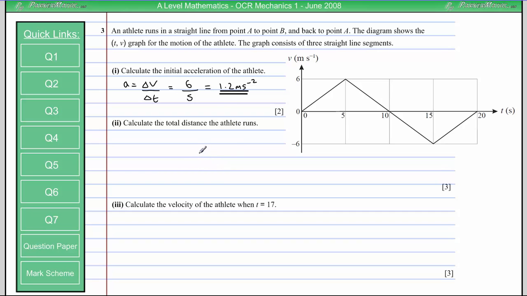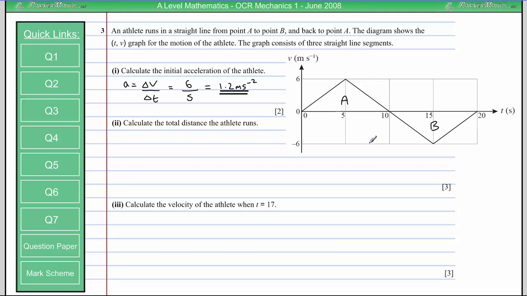In part 2, we need to calculate the total distance the athlete runs. In order to do that, we just need to work out the area under the graph. So I'm going to call these two regions A and B. You don't need to label these on your diagram, these are just to help me talk about them.